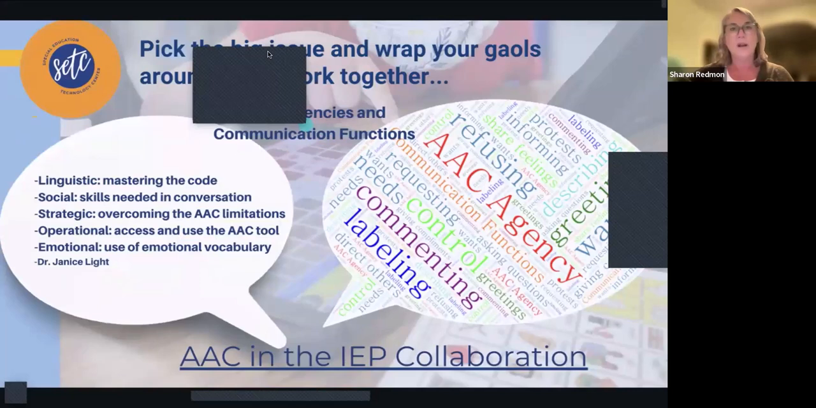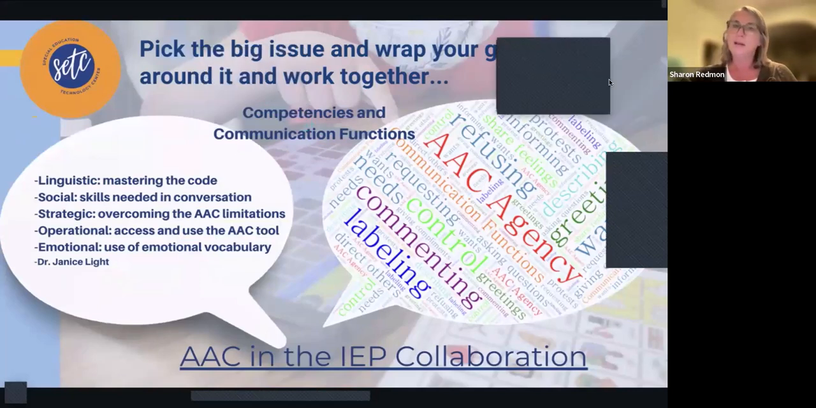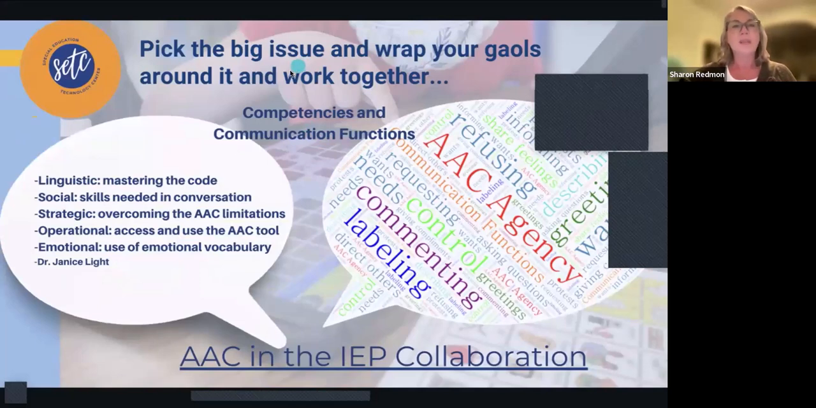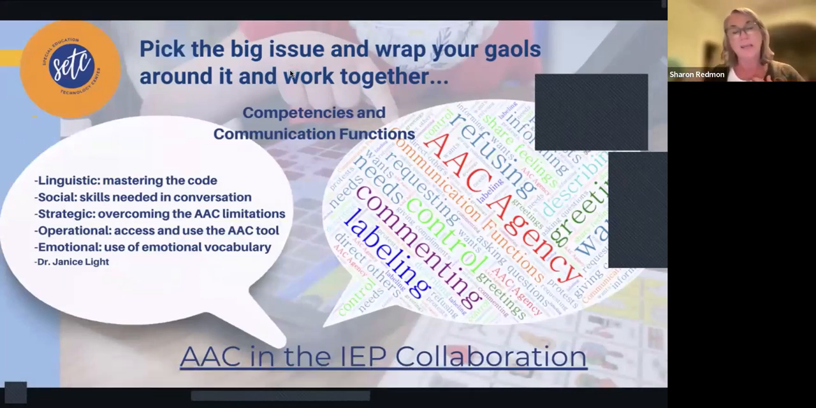Okay, so here, to me, this was a really big issue. You want to pick those big issues and wrap those goals around them and work together, right? So when we're working with, and specifically speaking about AAC, and looking at those competencies and communication functions, we want to know what is the big issue and what can we work on together.